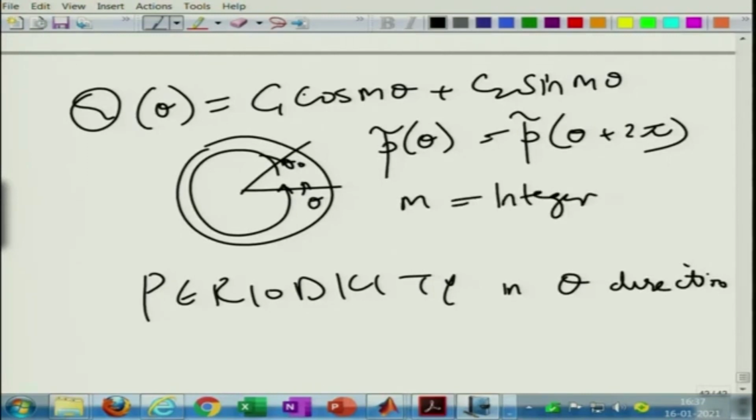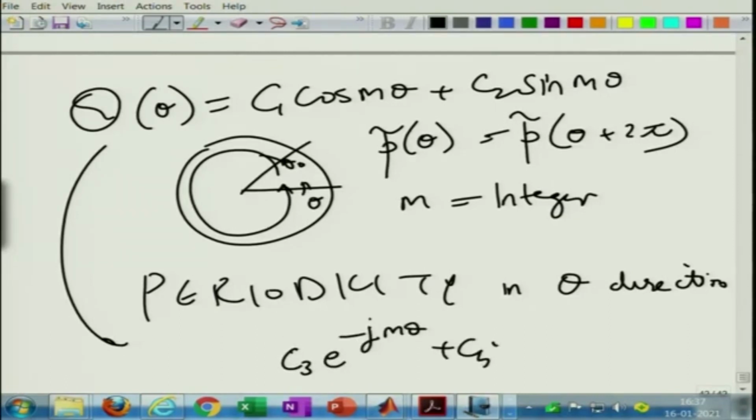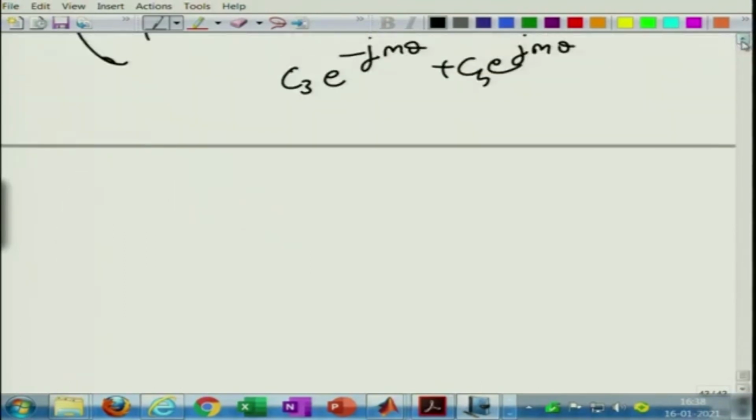Another way, you can also write this in a different way, which is basically C3 into e to the power minus j m theta plus C4 into e to the power j m theta, something like that. So, theta can vary like this. So, we should be happy with m, and now let me write down your Bessel's equation again.